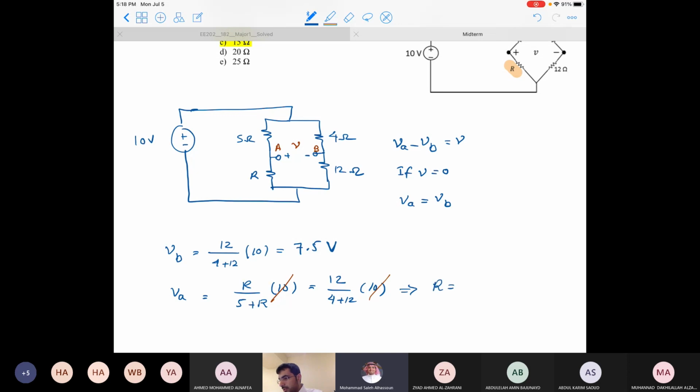So if I solve for R, I should get 15 ohm. So if R equals 15 ohm, then VA will be equal to VB, and it's going to be equal to 7.5. Yusuf?